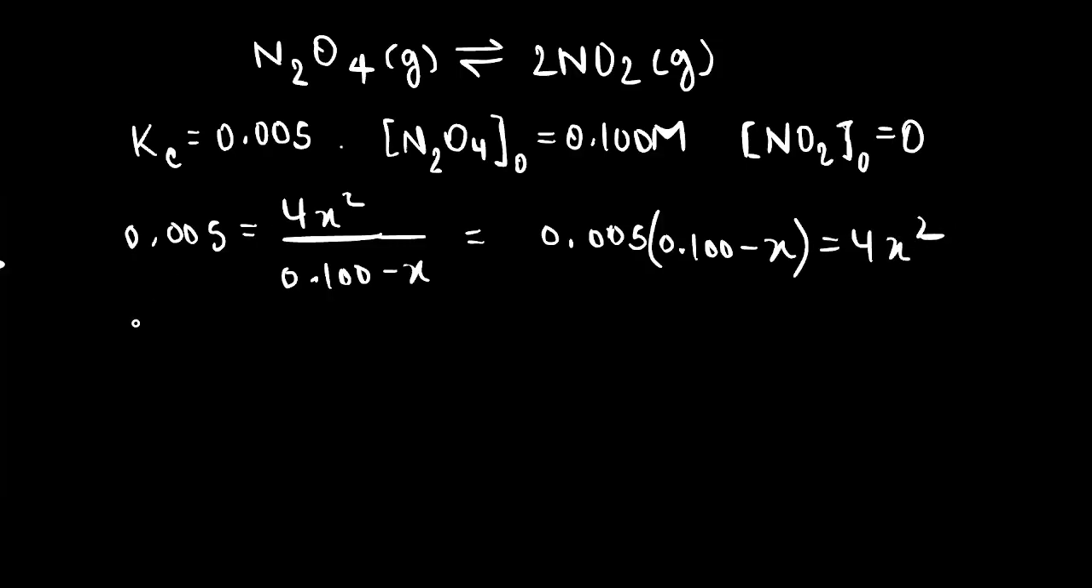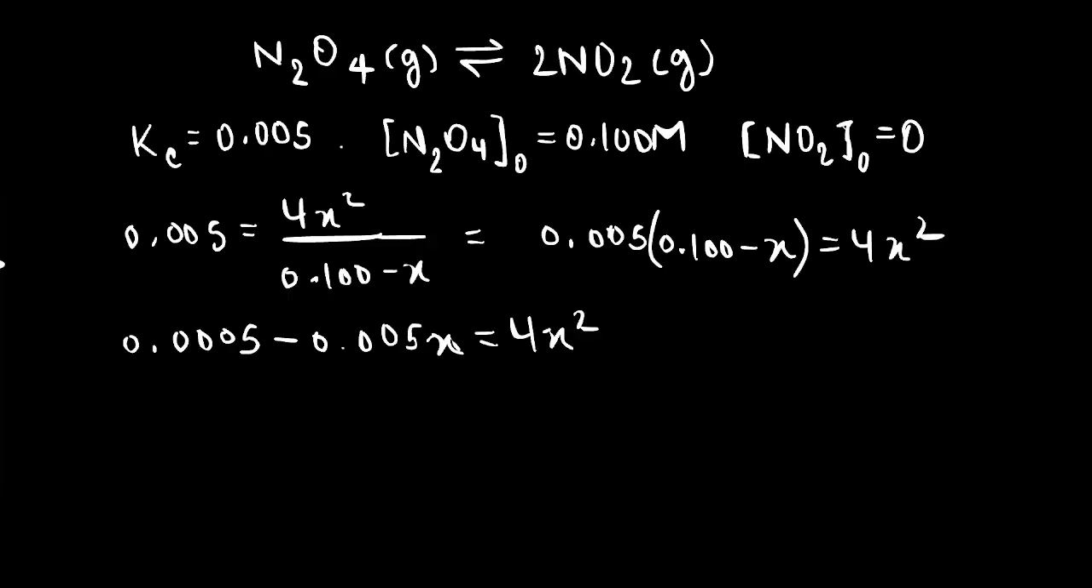Distributing this out, we get 0.0005 minus 0.005x equals 4x squared.